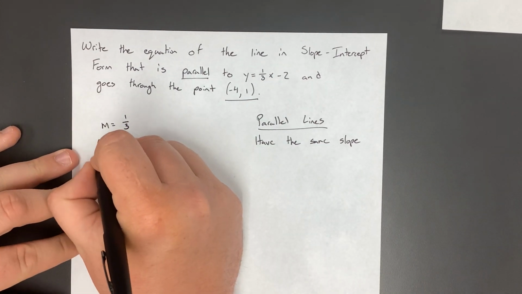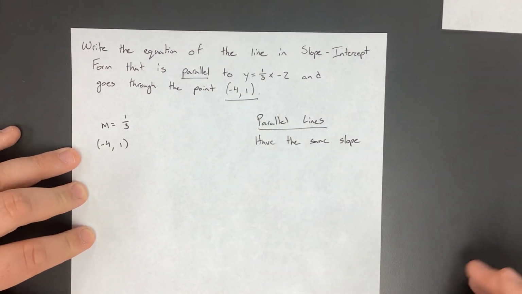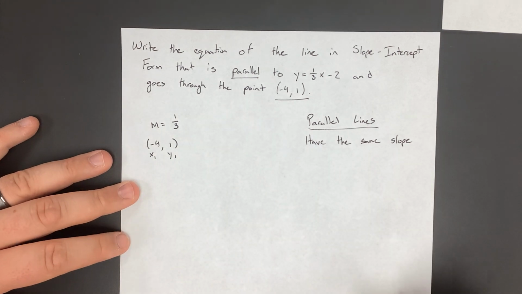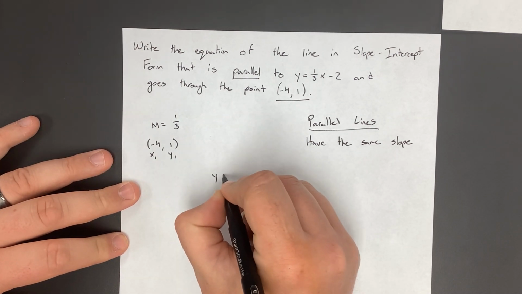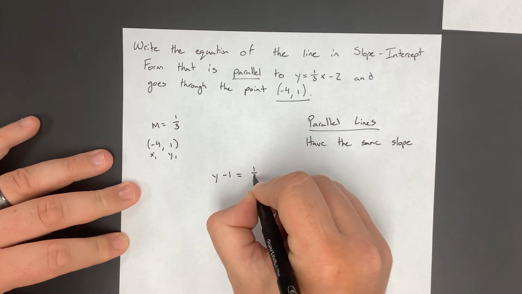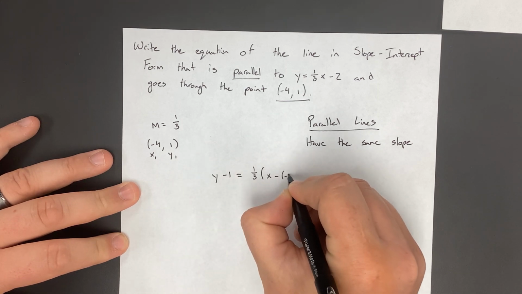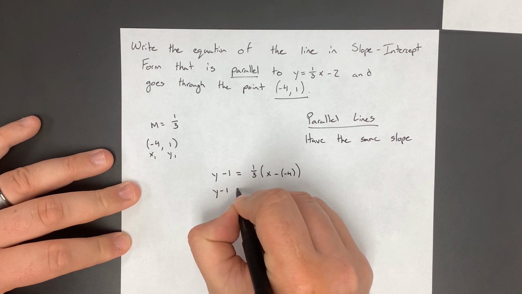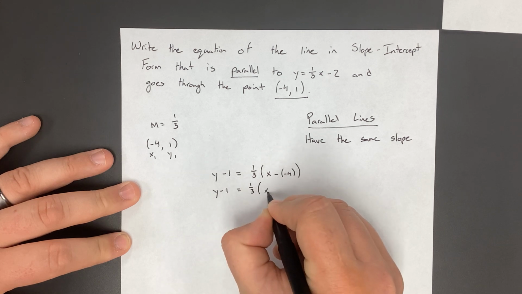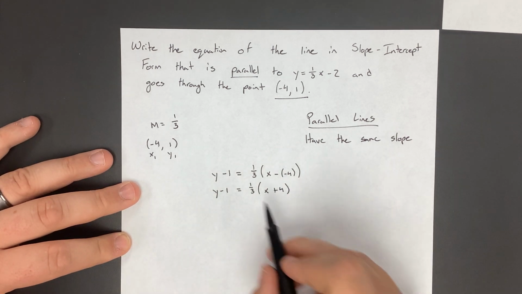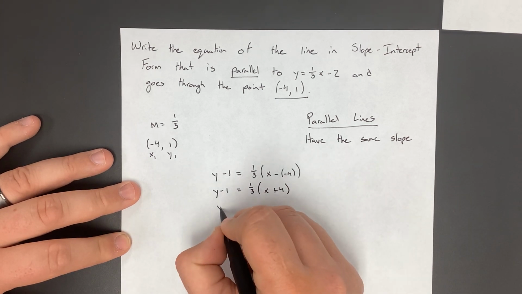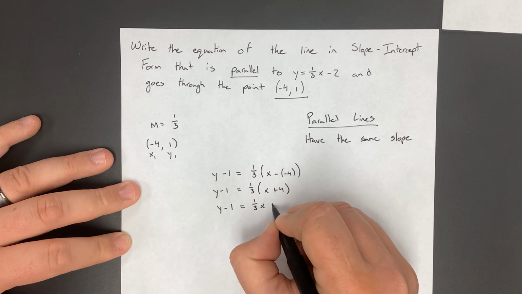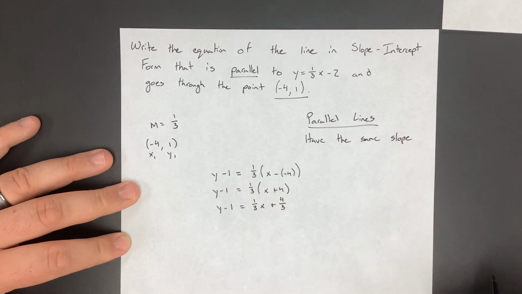And then we're going through the point negative 4, 1. So I'm going to put this in point-slope form. This is my x1, and this is my y1. So I'm going to write this as y minus 1 is equal to 1 over 3 times x minus negative 4. We're going to clean this up a little bit: y minus 1 is equal to 1 over 3 times x plus 4. I'm going to distribute the 1/3, so we have y minus 1 is equal to 1 over 3x plus 4 over 3.